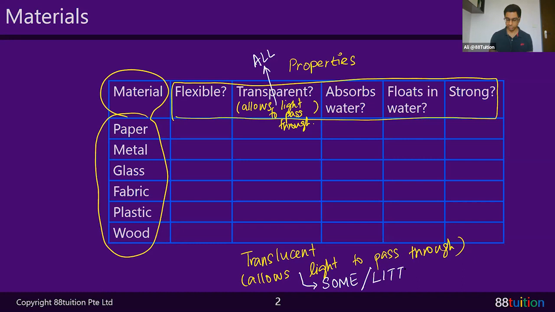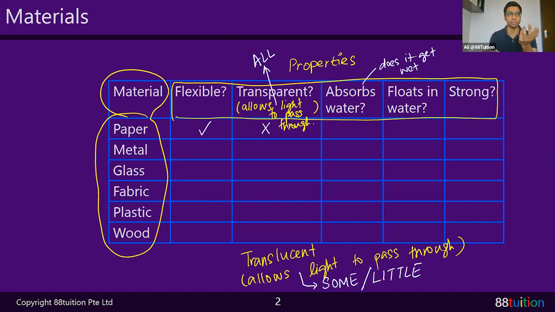Right, so let's look at paper. Is it flexible? Can you make it bend, or is it very hard, very stiff? It's flexible. Is it transparent? No. It absorbs water. That means, does it get wet? You can always ask yourself that question: does it get wet? That means the water gets absorbed. Sometimes it doesn't get wet. For example, like metals, you wash it, it gets wet, but it doesn't absorb the water.